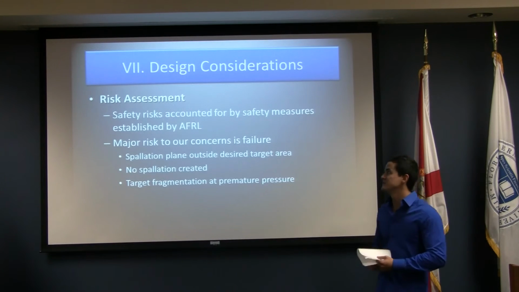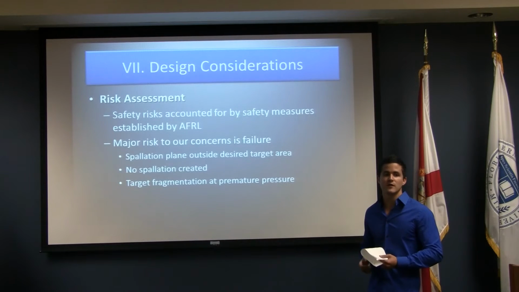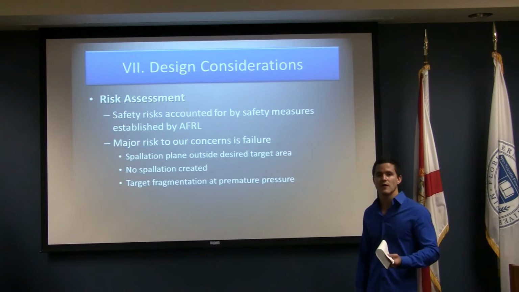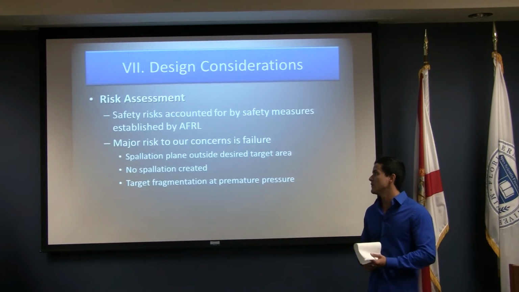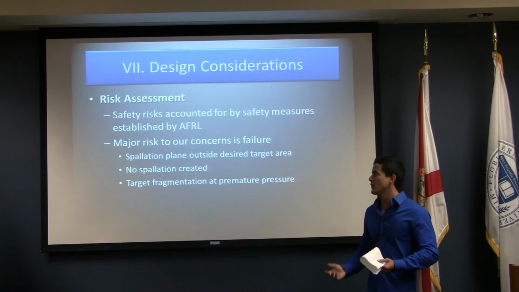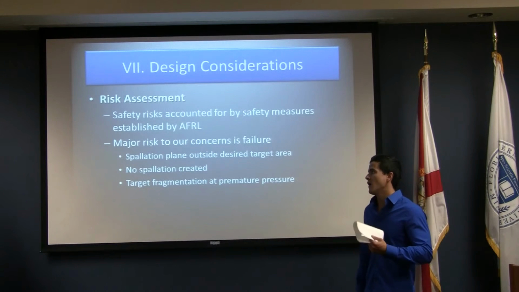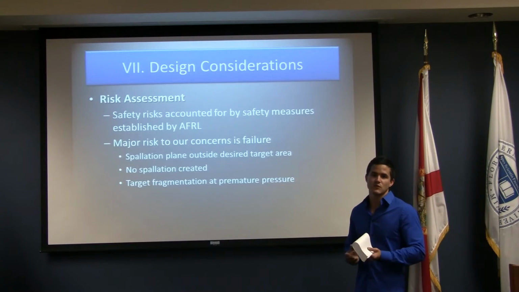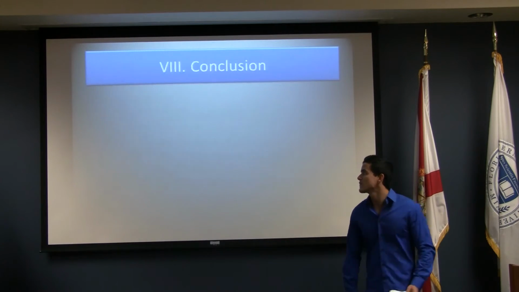Next slide. Any safety risks that need to be accounted for during the experiment are handled by the safety regulations that the AFRL has put in place for their experimental facilities. And the major risk to our concerns is failure. Now, we define failure as having a spallation plane that is outside of the target area, so it's useless to us, we can't study it; having no spallation at all, because then we have no results; or complete target fragmentation, then we can't study the effects of the incipient spall.